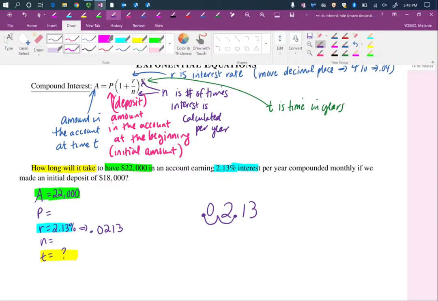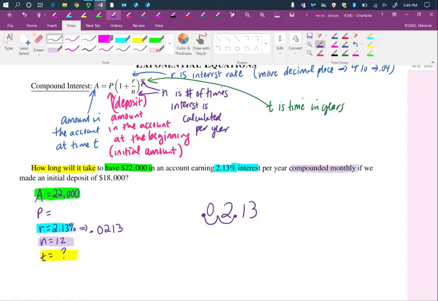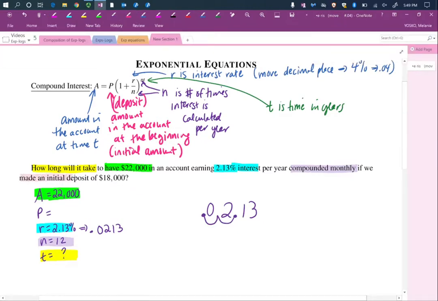Okay, then per year compounded monthly. Compounded monthly, that's going to be the N. And monthly means it's calculated 12 times per year. Okay, and then it says if we made an initial deposit of $18,000. So that's how much I put in at the beginning. That is the P value. So this is $18,000.